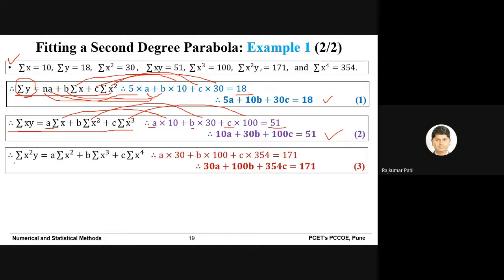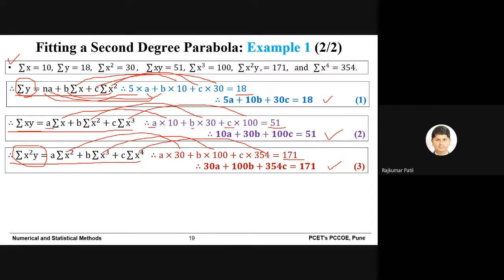Then you need to repeat the same process for the third normal equation, where you need to put all the values. You can see summation x square 30, summation x cube is 100, summation x raised to 4 is 354, and summation x square y is 171. Simplify, you will get 30a plus 100b plus 354c equal to 171. Let's call this equation number 3.